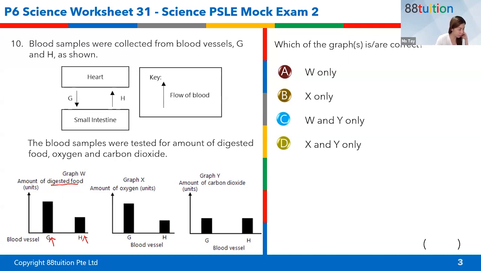Okay, you see, from the heart to the small intestine to the heart, right? Can you see that? The blood vessels, can it be carrying a lot of digested food? No, right? But why is that so? When the blood flows from the heart to some other parts, what do you think it will do? Or what do you think it will contain more of?